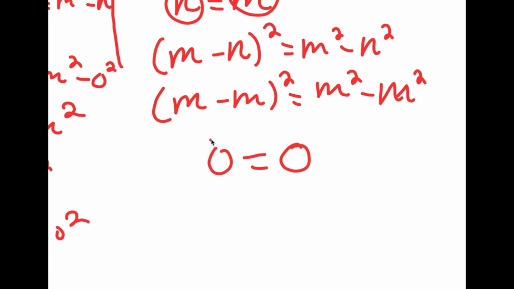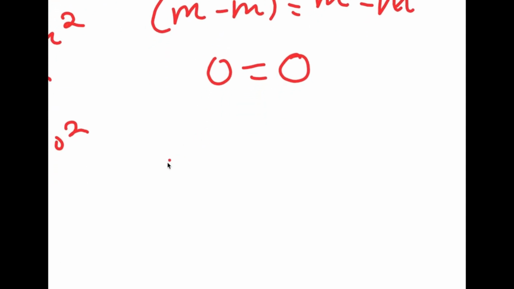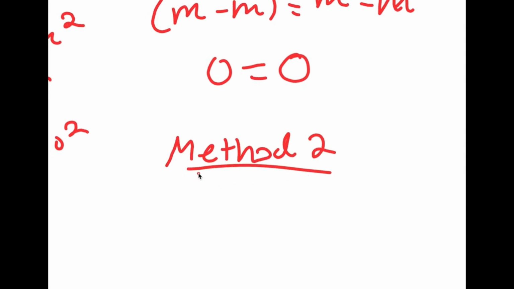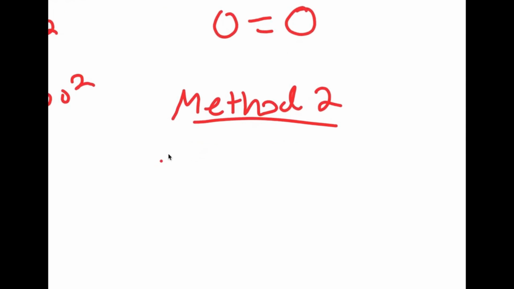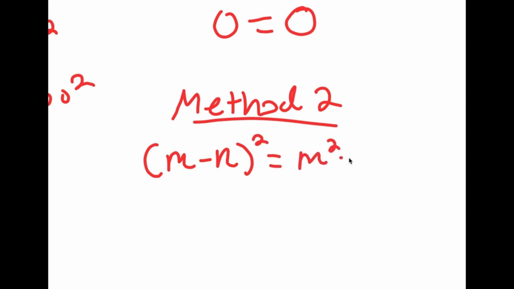So, now going back, what I'm going to do is a different method to solve this problem. So method 2 is, first let's rewrite the equation. We have (m minus n) squared is equal to m squared minus n squared.